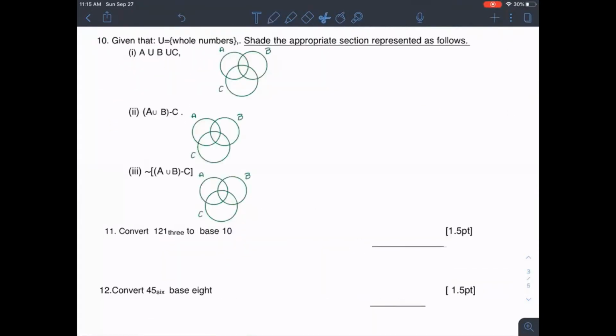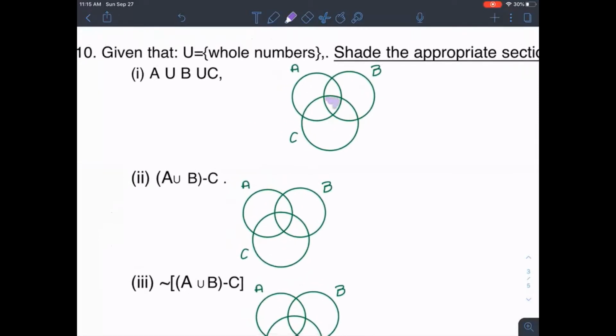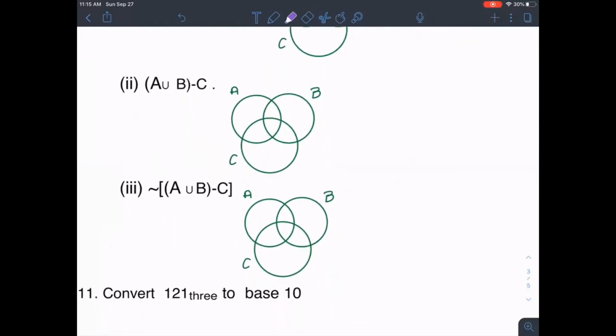All right, so we're at number 10. Given that universal set U equals whole numbers, shade the appropriate section represented as follows. So A union B union C. So that means everywhere that all of them are joined. So that is what that represents. And then A union B minus C is going to be equal to all of A and all of B, where we're taking out the part that is included in C.